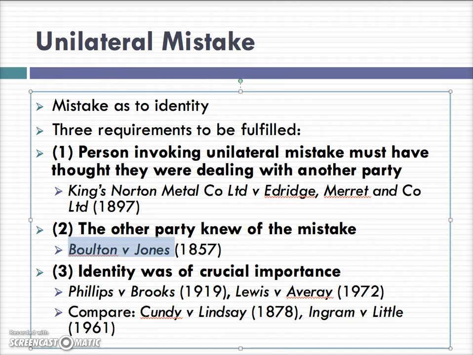What was of crucial importance to the original owner was that he thought that the person in front of him was a person of means. And that is merely a characteristic of a person. It is not the identity of that person. So the outcome was the same as in Phillips and Brooks.